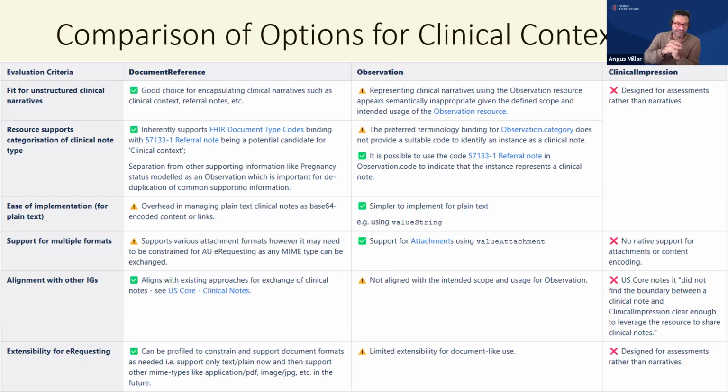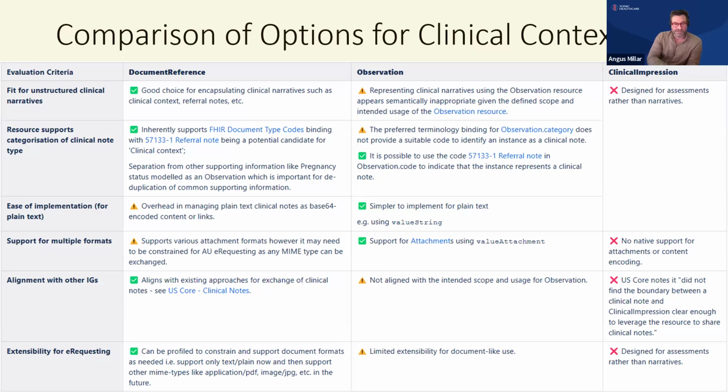On fit for unstructured clinical narrative, document reference is a good choice for encapsulating clinical narratives such as clinical context, referral notes, though it doesn't say why. For observation, representing clinical narratives using an observation resource appears semantically inappropriate given the defined scope and intended usage of observation resources, which is someone's opinion. Document reference supports categorization of clinical note types. So can you categorize them? It inherently supports FHIR document codes binding, so you can put a code called referral note on that document type, being the potential candidate for clinical context.